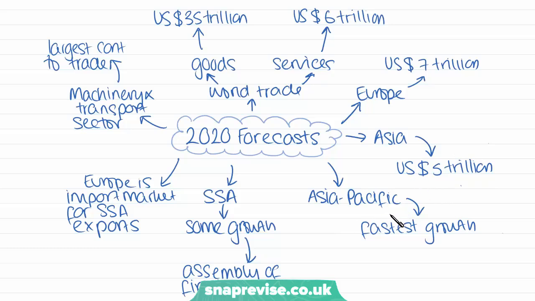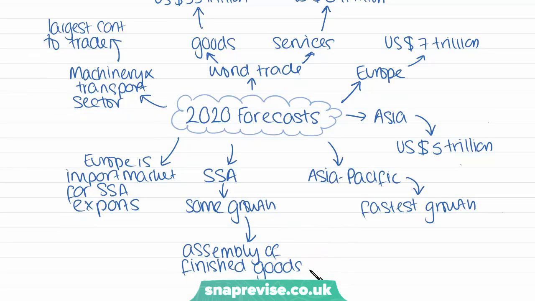Also, the Asia-Pacific region will experience the fastest growth in global trade. And there will also be some growth in sub-Saharan African countries as they develop, and they possibly will become the points for the assembly of finished goods and so on. And also, Europe will be the most important market for sub-Sahara's exports. So Europe essentially will be the consumers of the products produced in sub-Saharan Africa. So that's one relationship which will be really important for the future.